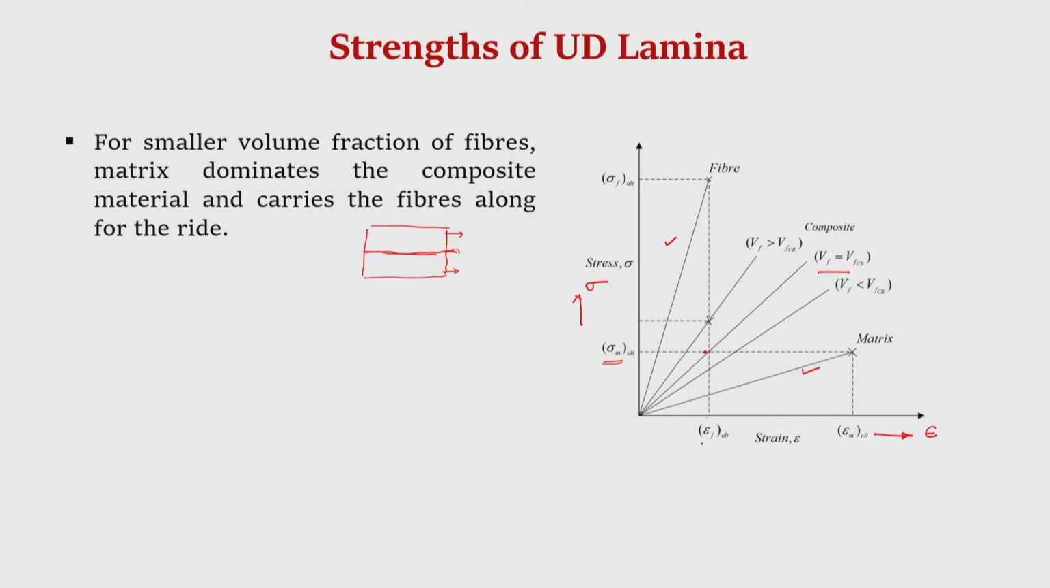Okay. Suppose the fiber fails, this fiber fails. Now, once this fiber fails, suppose this is the fiber and this fails. Okay. The fiber breaks. Now, because the volume fraction of the matrix is much more compared to that of the fiber, maybe the matrix can still take further load even if the fiber is not contributing.